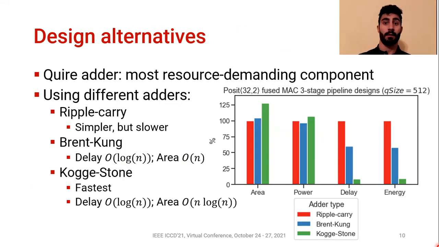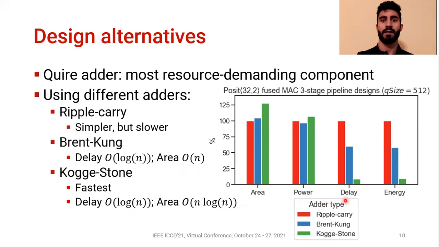The quire accumulator can be large, and we realized that the final quire adder is the most resource-demanding component. In fact, the delay of the whole unit is governed by this component. Then, in this work, we compared different designs for performing quire addition. In particular, we compared the ripple carry adder, which is simpler but slower than other designs, with the Brent-Kung adder, which can perform additions in logarithmic time with a small area overhead, and the Kogge-Stone adder, which is the fastest design, but requires much more area than the others.